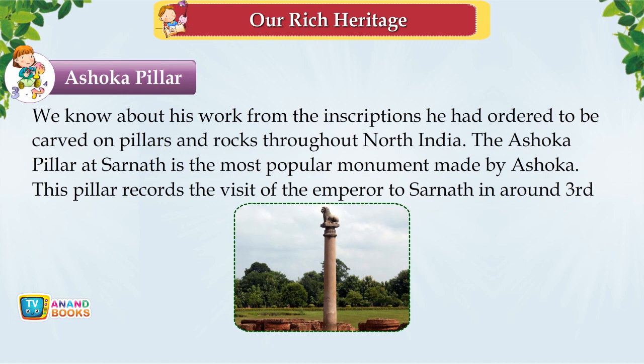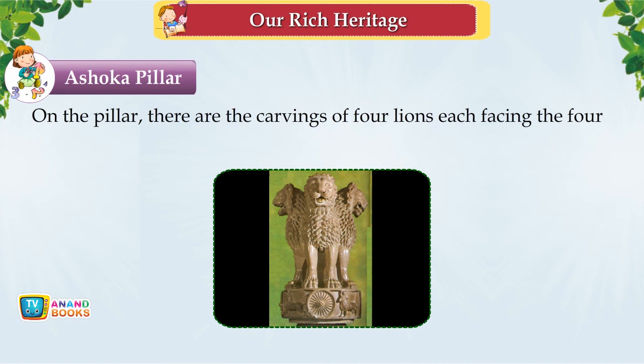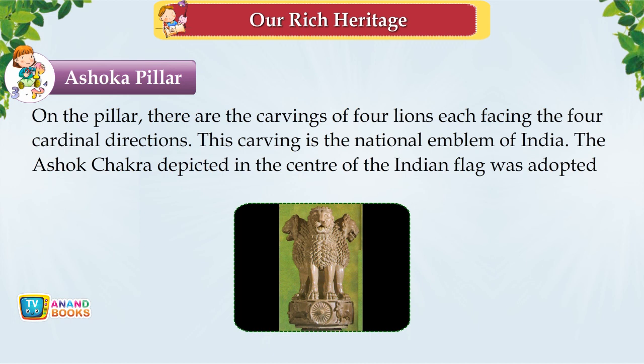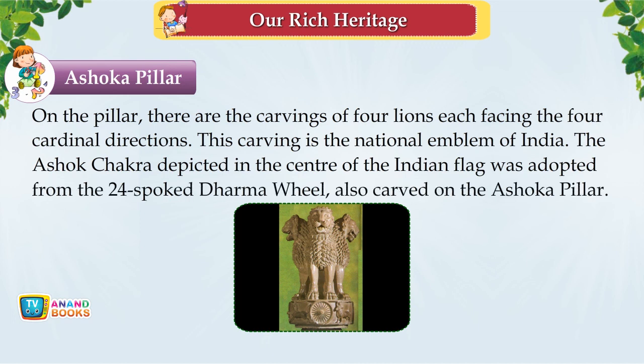This pillar records the visit of the Emperor to Sarnath in around 3rd century BCE. On the pillar, there are the carvings of 4 lions, each facing the 4 cardinal directions. This carving is the national emblem of India. The Ashok Chakra depicted in the center of the Indian flag was adopted from the 24-spoked Dharma wheel, also carved on the Ashoka pillar.